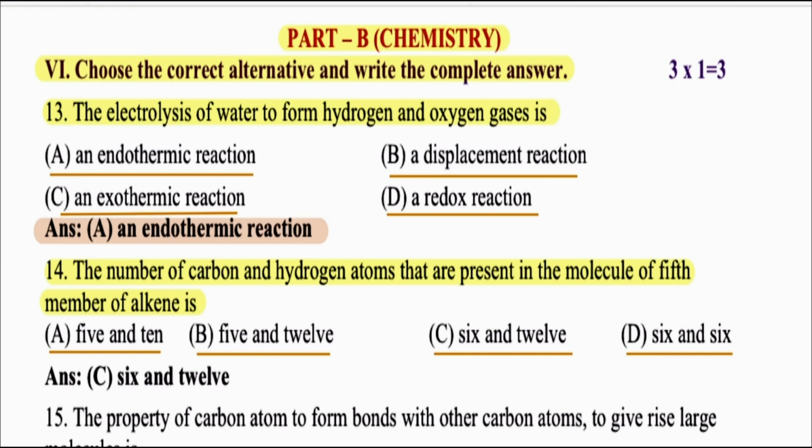Sorry. They are asking about alkene and fifth member, means alkene is CnH2n and fifth member means C5H10, so the answer will be option A 5 and 10.